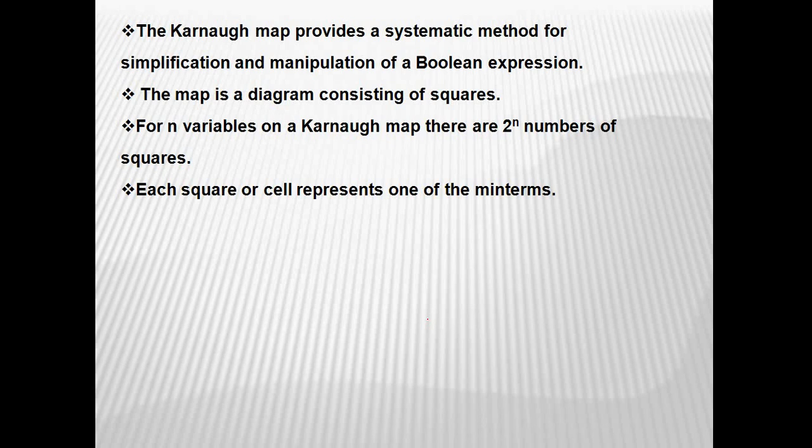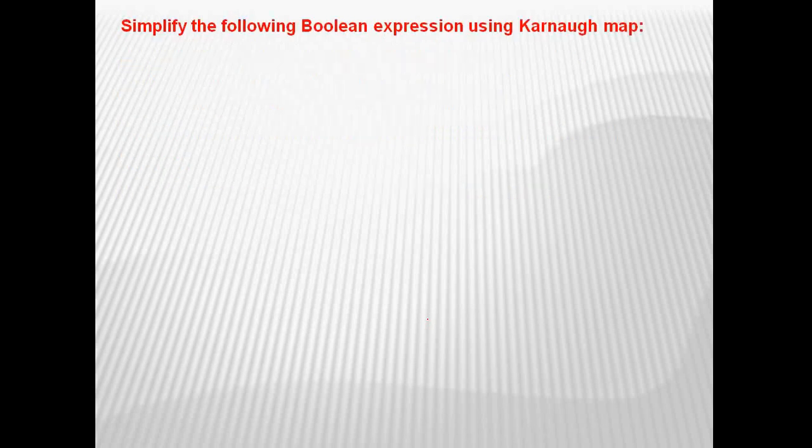For n variables of a Karnaugh map, there are 2 power n number of squares in that pictorial. Each square or cell will represent one of the min terms. Now we are going to simplify the following Boolean expression using Karnaugh map. The function may be given as sigma 0, 2, 3, 5, 7, 8 likewise. These are all the cell numbers in which the min term is going to be 1. So how are we going to picturize this in our solution?